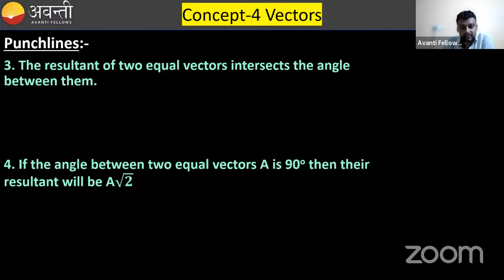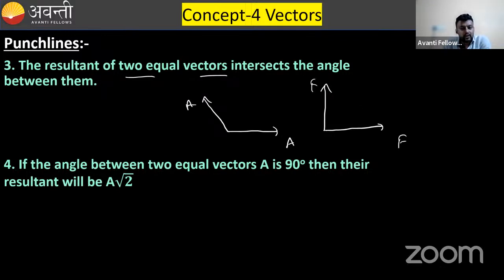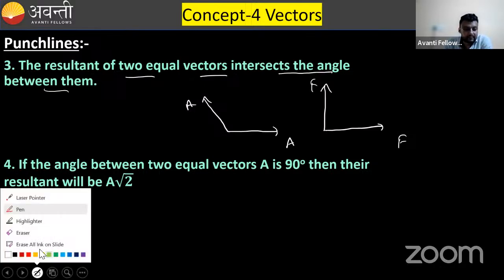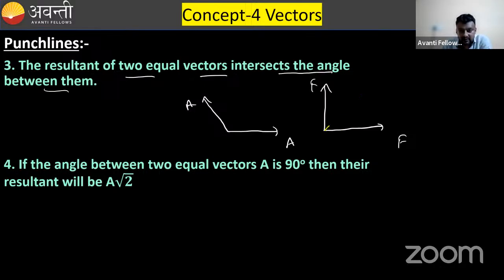This is a very important punchline: the resultant of two equal vectors. For example, there are two equal vectors, A and A, F and F. Clear? For these two equal vectors, the statement says the resultant bisects the angle between them. That means if this is the resultant R, this resultant will bisect the angle.